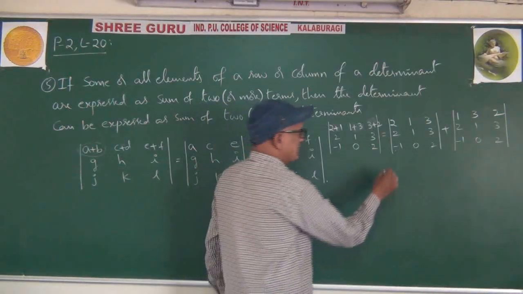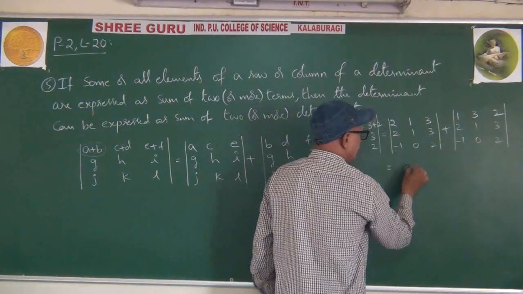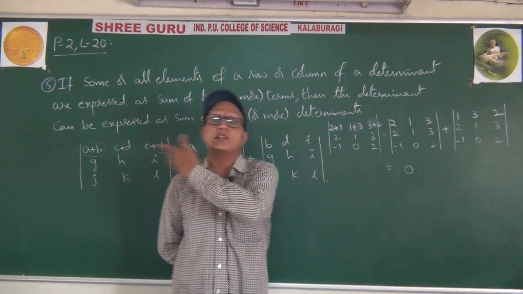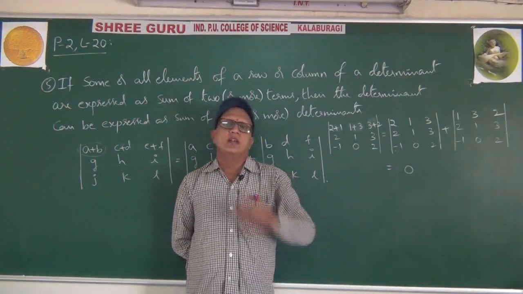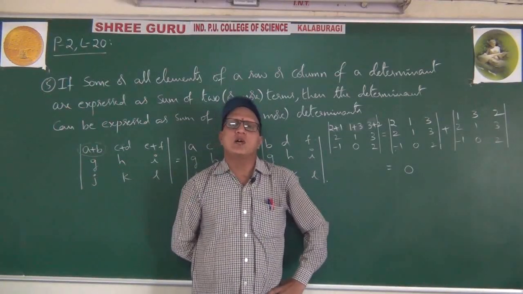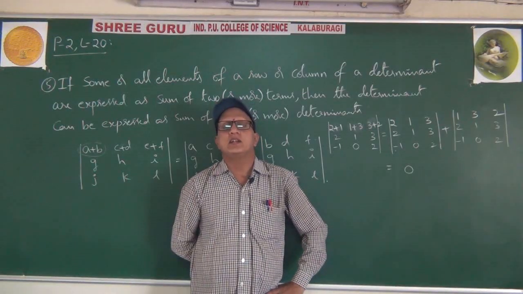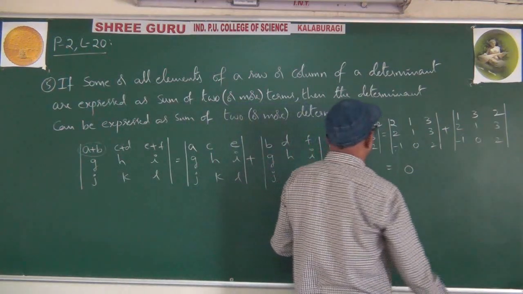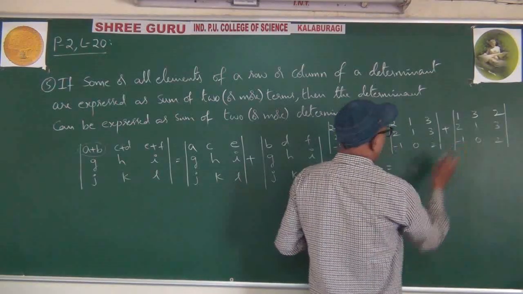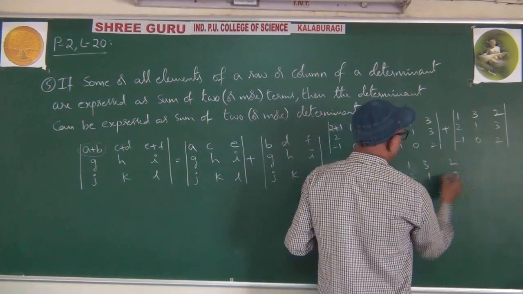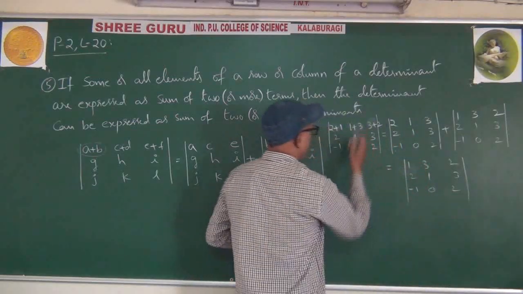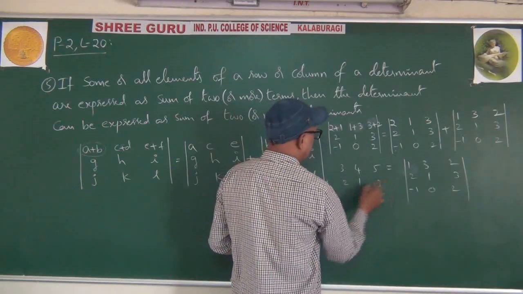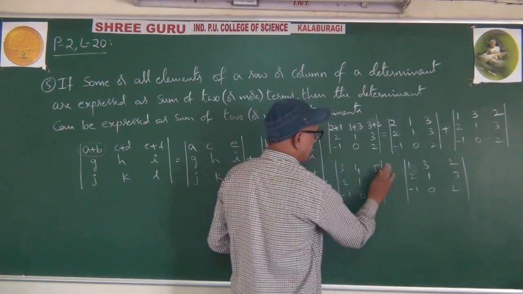Now, expand this one, we get 0. Why? Two rows are same, 2, 1, 3 and 2, 1, 3. Just some time back we have learned: if any two rows, otherwise two columns, are same, then the determinant is 0. Then 1, 3, 2; 2, 1, 3; minus 1, 0, 2. Coming to this one, 3, 4, 5; 2, 1, 3; minus 1, 0, 2. Both are same.